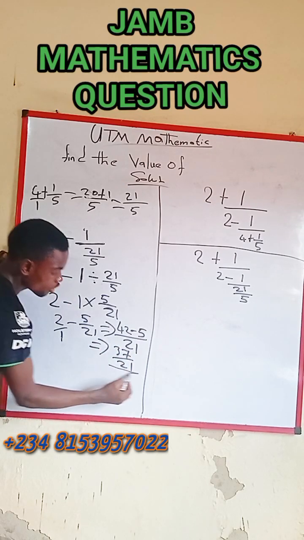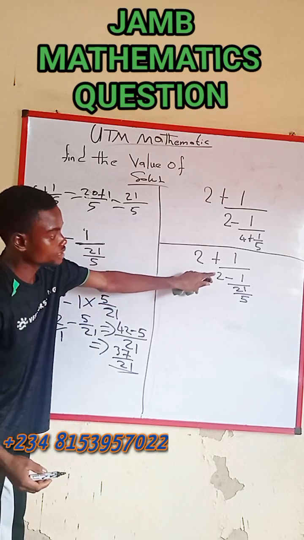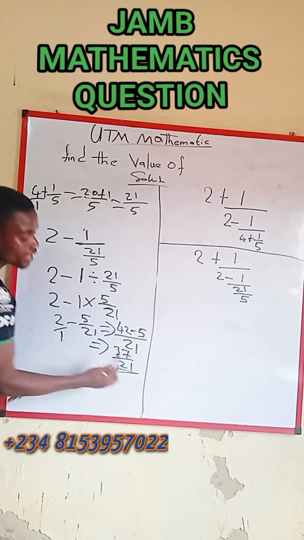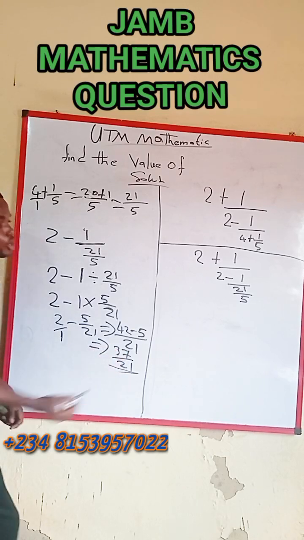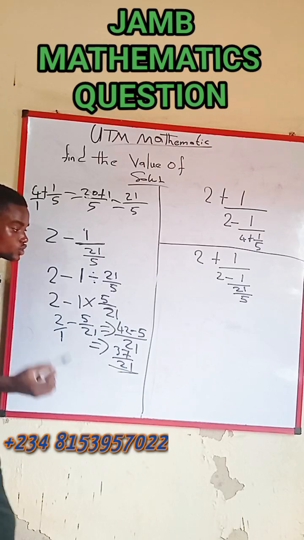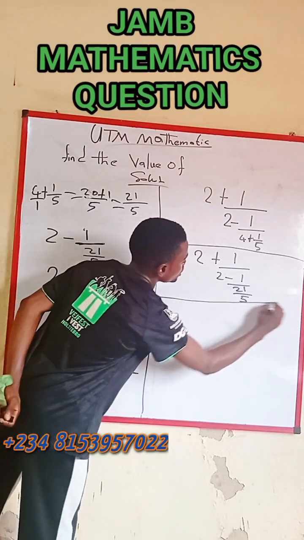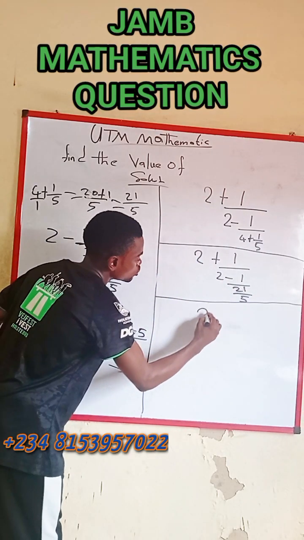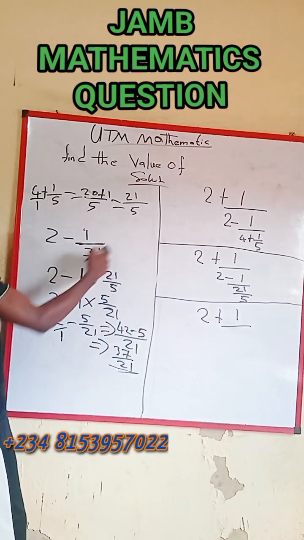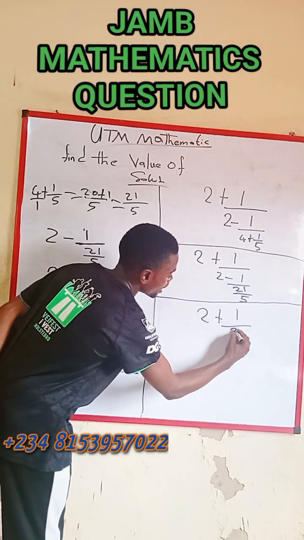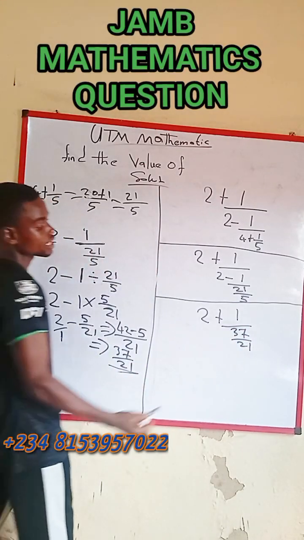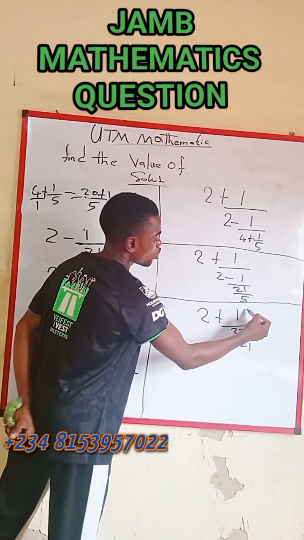This is what we got from the second ladder, from the expression down over here: 37 over 21. So I'm going to replace everything here with 37 over 21. The new expression is 2 plus 1 all over 37 over 21. Now this is the last ladder up here, but we can't see it.